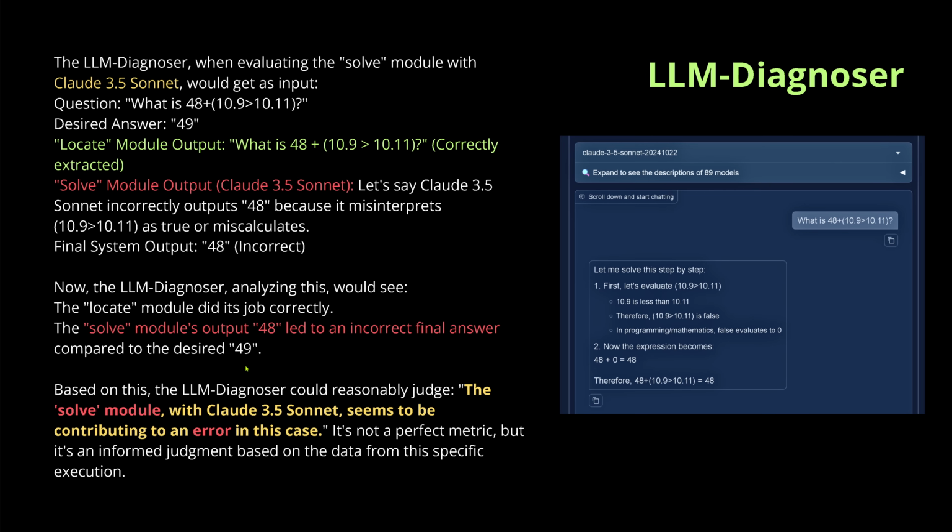So now if we have here the diagnoser, and let's have a diagnoser that is a little bit more intelligent than Sonnet and can solve this, it understands that Sonnet is the wrong model for the solve module here in this particular case for this particular task. So now the LLM Diagnoser would reasonably judge the following. The solve module with Claude 3.5 Sonnet 2024-10-22 seems to be contributing to an error in this case.